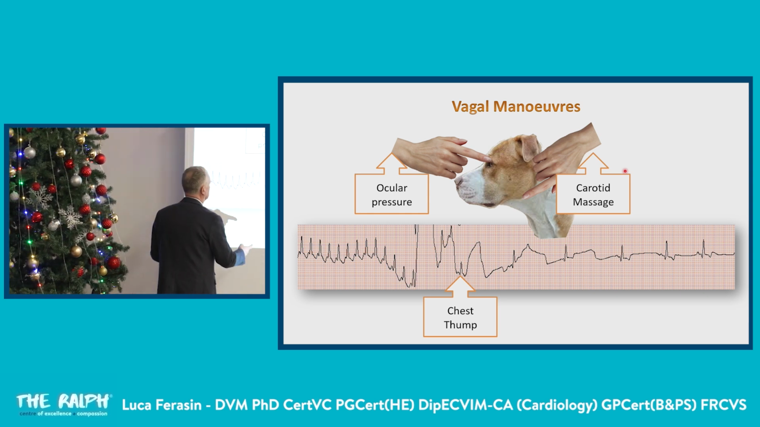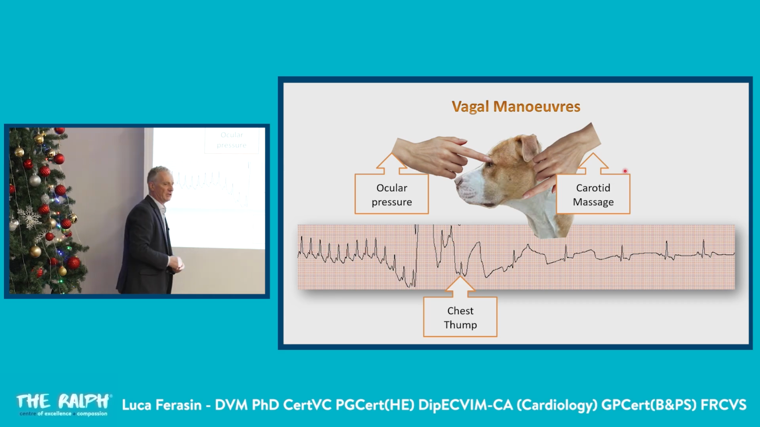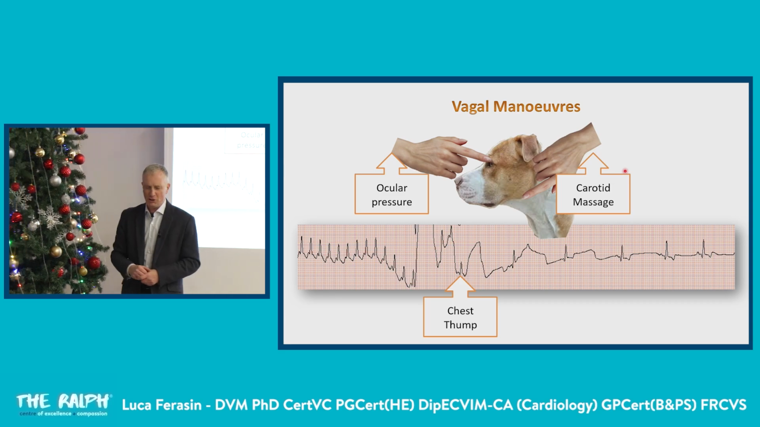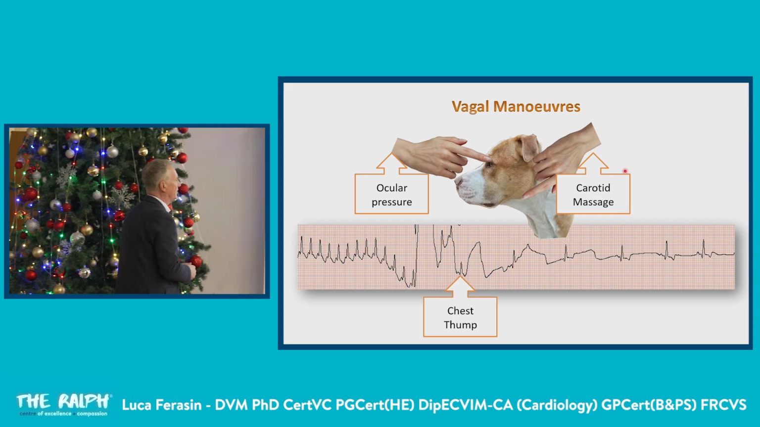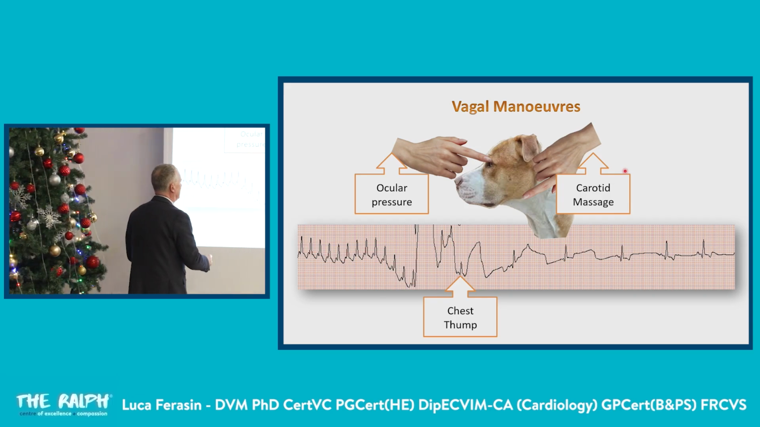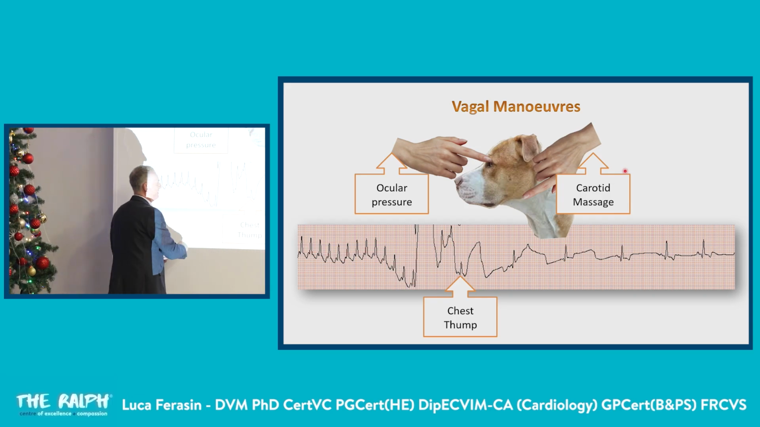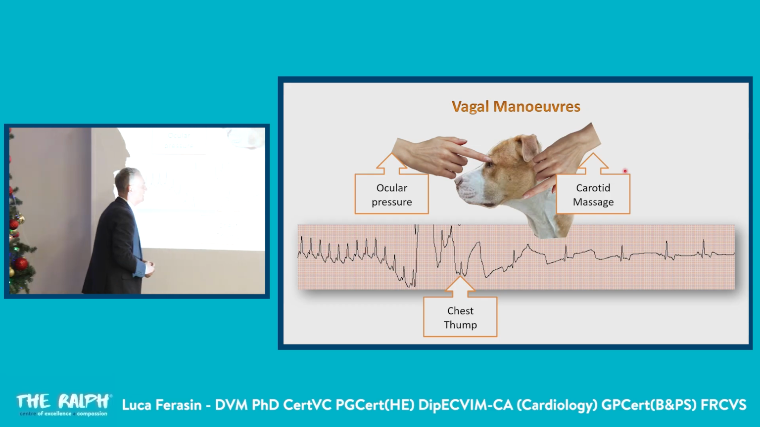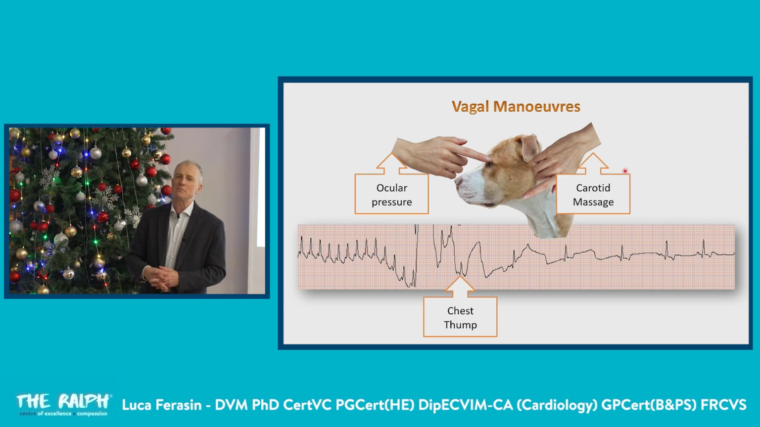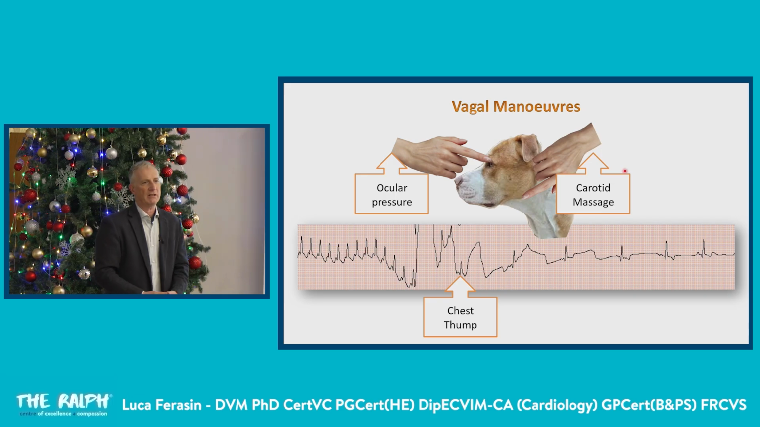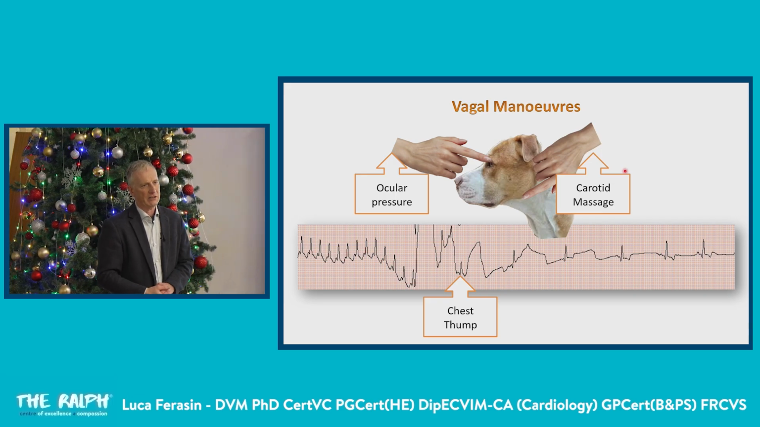But in this case, we couldn't stop this tachycardia with the ocular pressure or the carotid massage. So we did a chest thump, and you can see we moved from this very rapid tachycardia to a sinus rhythm. So if we have this very abrupt change, it's more likely to be a supraventricular tachycardia than a sinus tachycardia.